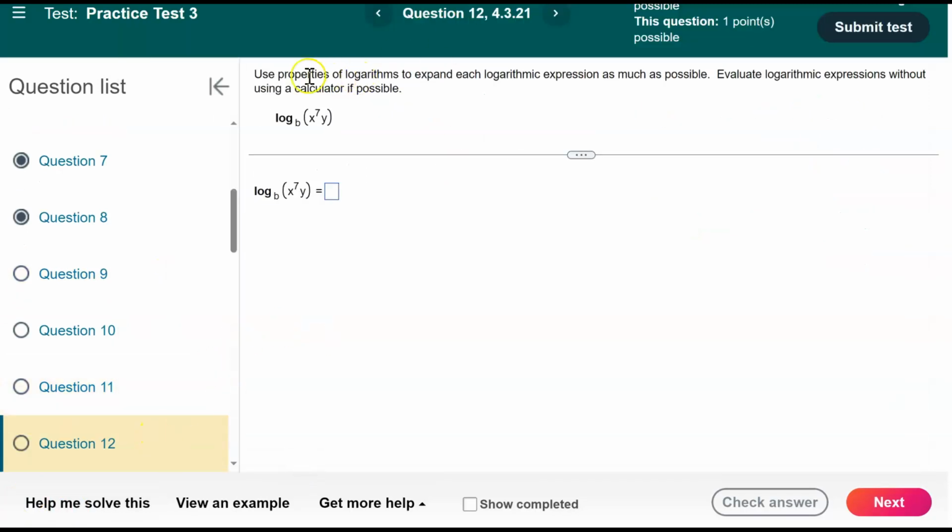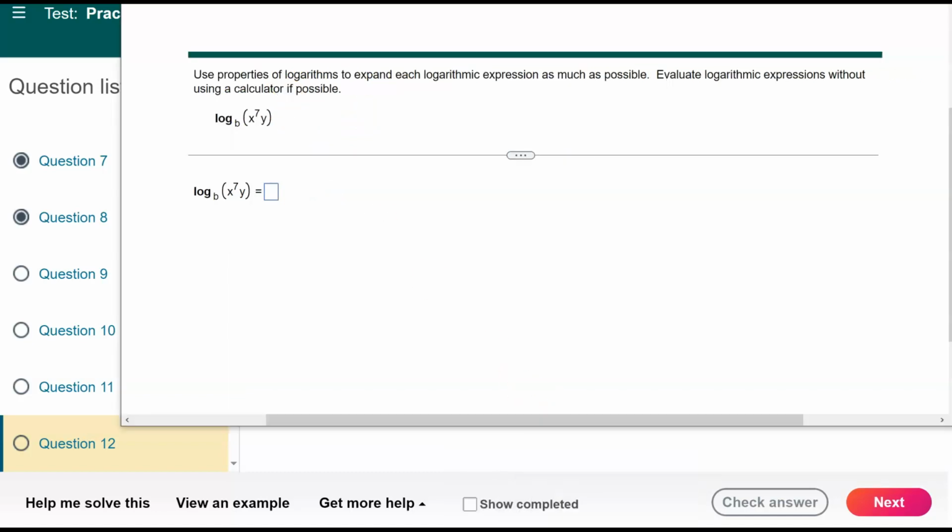All right, so number 12, use properties of logarithm to expand each logarithmic expression as much as possible. Evaluate logarithmic expressions without using a calculator if possible. So here we are going to expand this. That means we're going to use the properties of logarithm. So what are the different properties of logarithm?